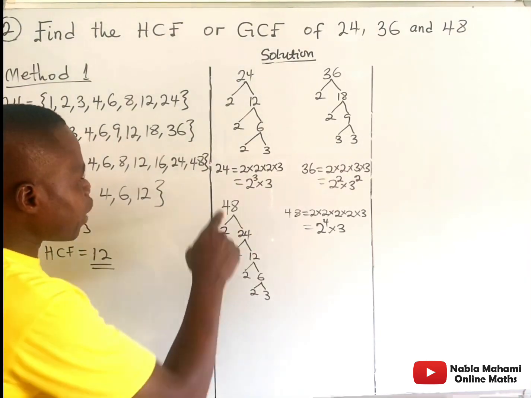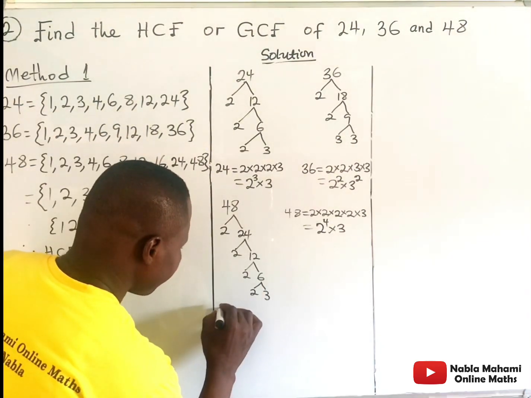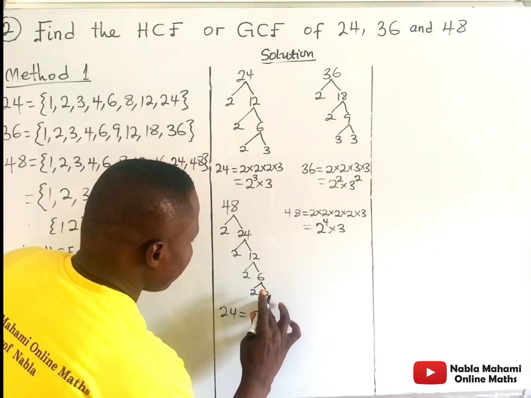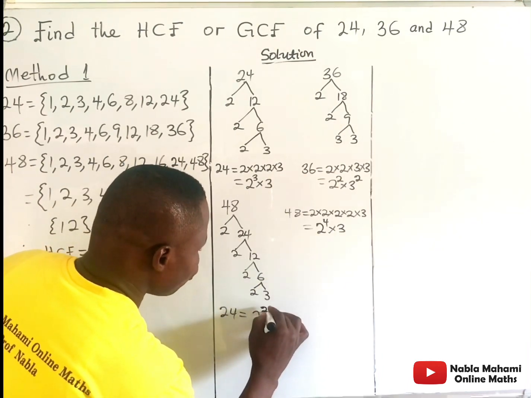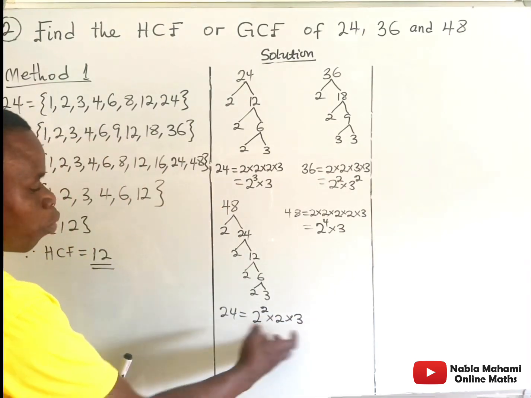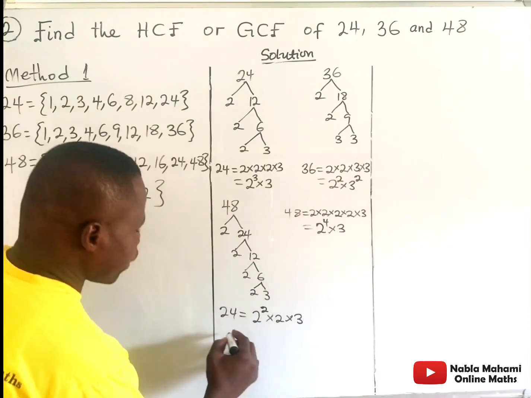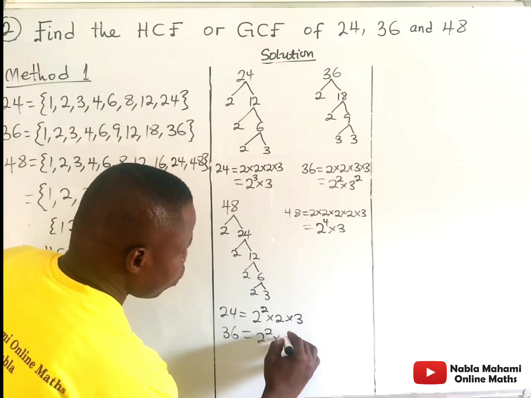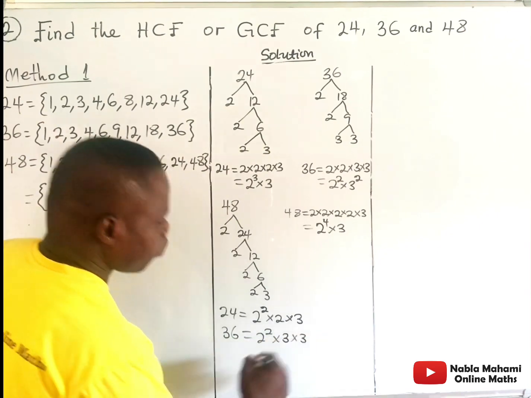What I'm trying to say is that 24 here is now the same thing as 2 to the power 3. So I will now break the 3 as 2 times another 2 times 3. We can put it this way. If I take 36, 36 will now be 2 to the power 2 times 3 times 3.